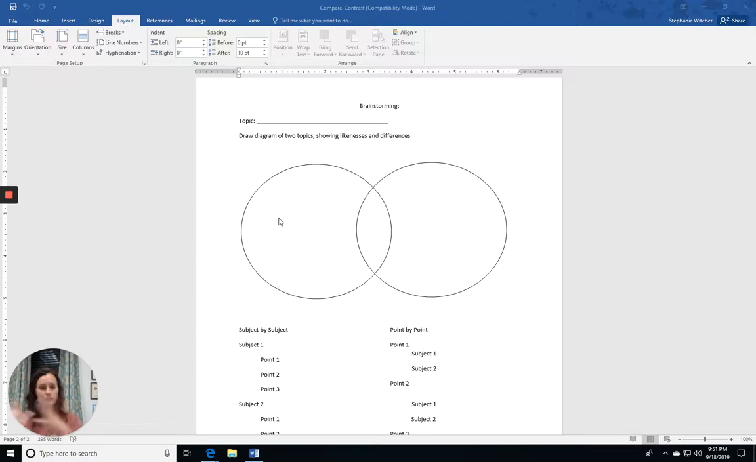So I can't make 3 main points about one topic and then make 3 completely unrelated points about my other topic. You have to feel a balance between the two. Whatever you talk about for one subject, you also have to bring up that same topic for the other subject. So when you're doing this, make sure that there's nice balance between your two subjects.